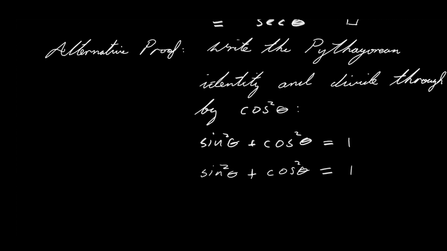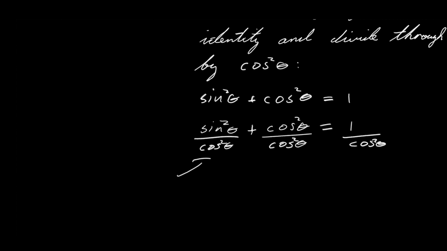If we do this, we have the sine of theta squared over the cosine of theta squared plus the cosine of theta squared over the cosine of theta squared plus, on the right-hand side, 1 over the cosine of theta squared. Now on the left-hand side, this term here simplifies to the tangent of theta squared. This term here is 1, and this term here is the secant of theta squared. So just writing out what I just said, we end up with the tangent of theta squared plus 1 is equal to the secant of theta squared. And that completes the proof.